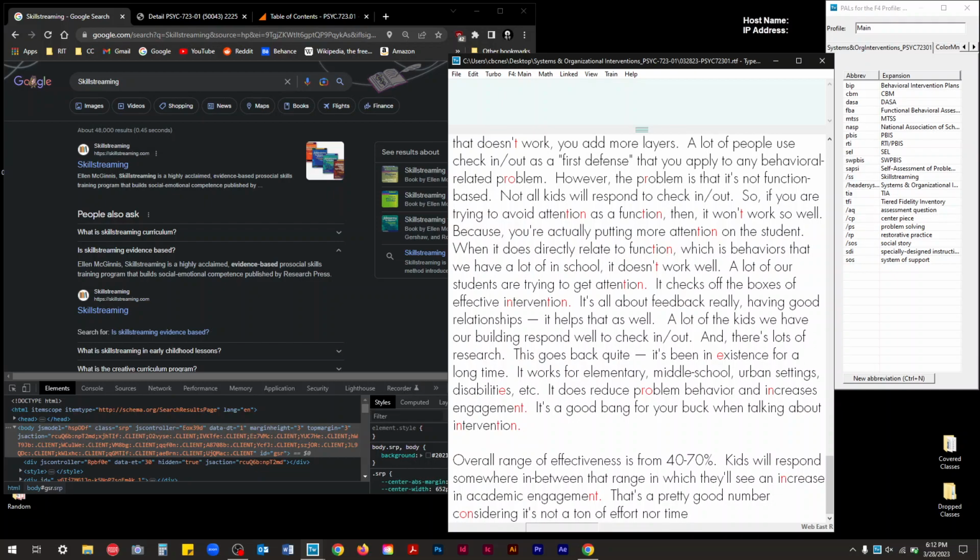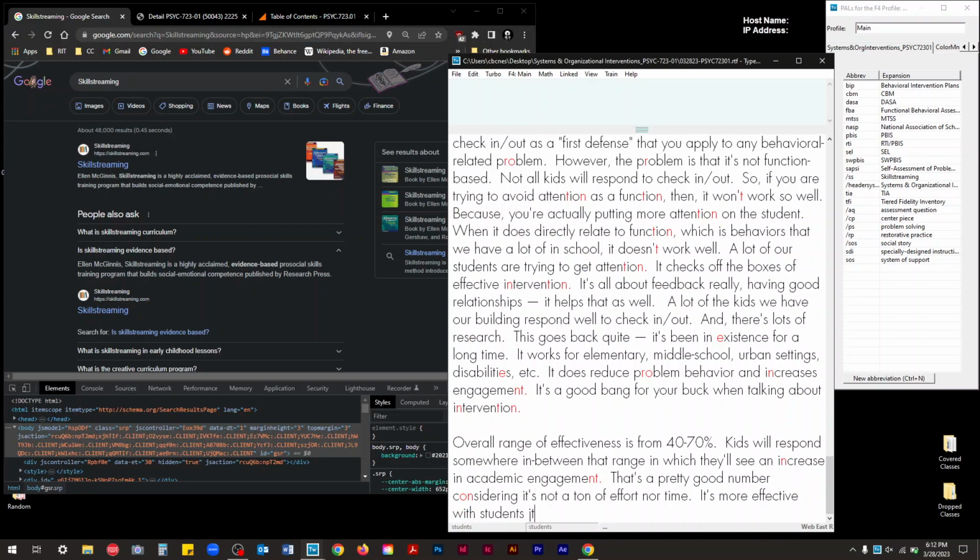It's more effective with students with attention maintained behaviors, but it really is effective across all functions. Just when it's escape from attention, that's probably the one that doesn't fit quite as well.